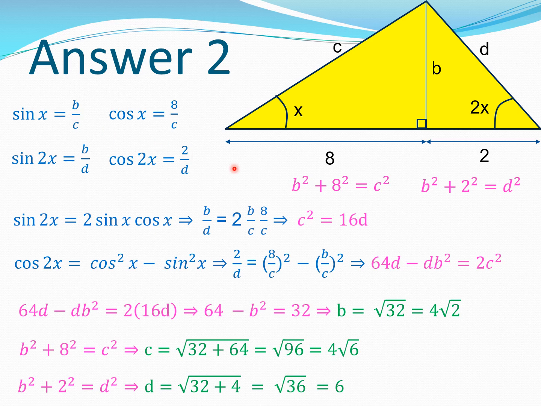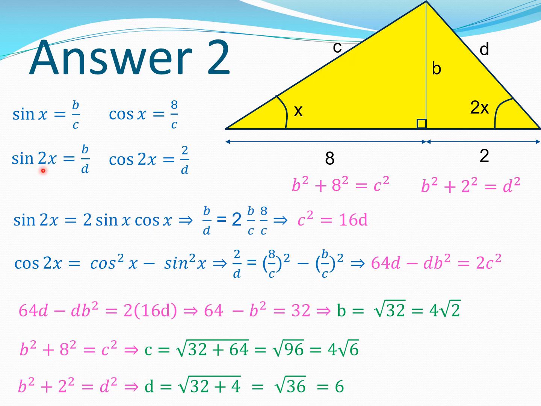Now, this is an interesting fact to keep in mind: these identities such as sine square x plus cos square x equal to 1 are actually nothing but the Pythagoras theorem. So you could have got it directly here also by applying the Pythagoras theorem, that is b square plus 8 square would be c square.